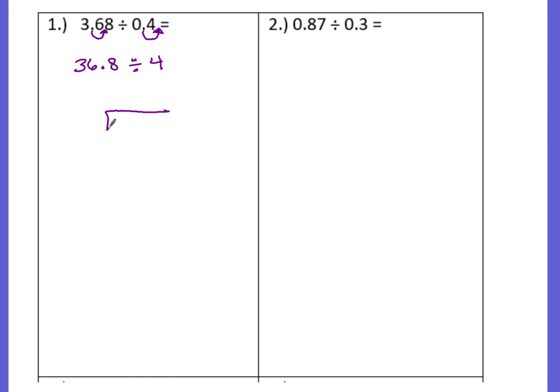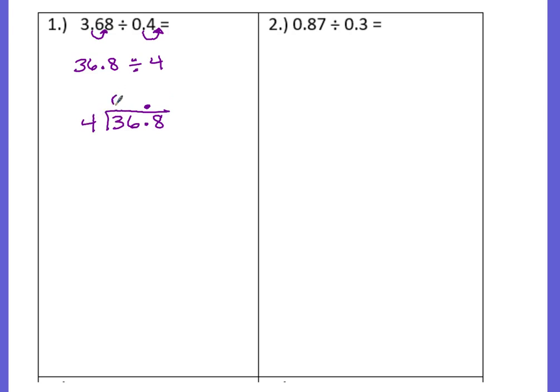The dividend, the first number, is what goes inside the house. The divisor is the second number. It goes outside the house. And it's going to be easy for us to divide because our divisor is now a whole number. First thing I want to do is bring the decimal point straight up to my answer line. Make it nice and big. And as a reminder, for every digit inside the house, you need to have a digit above it on the answer line. So 4. Can we make a group of 4 out of 3?